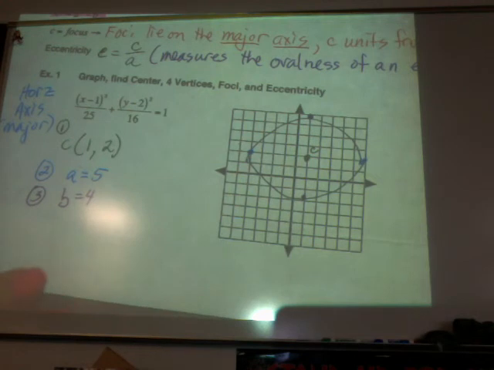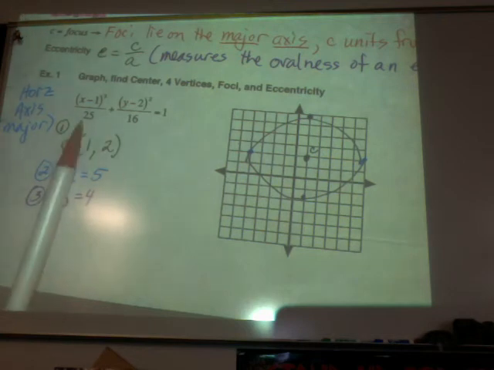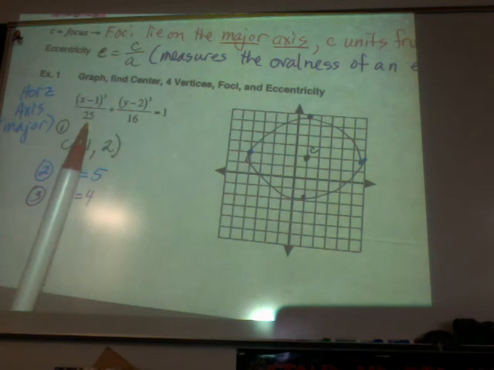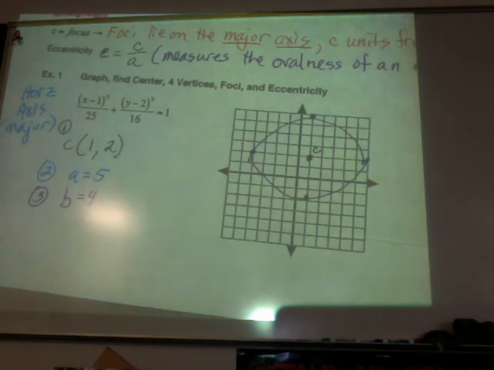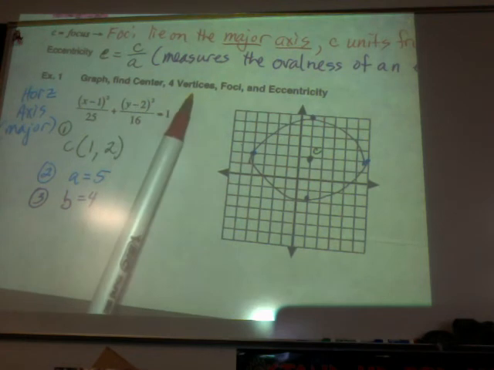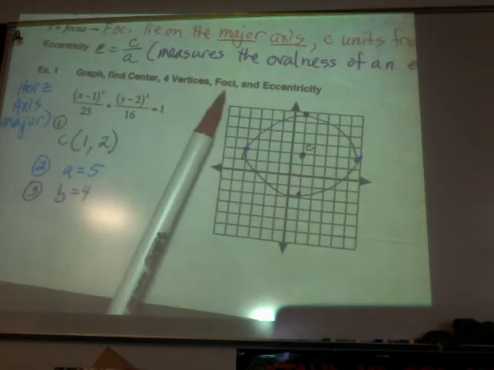All right. Question. How do you know 25 is A? Because it's the bigger of the two. Remember, A is always bigger than B, so the bigger of the two is your A squared. And because it's under the X, I knew I was going in the direction of the X-axis. Good question. So then what do I still have to graph on here?